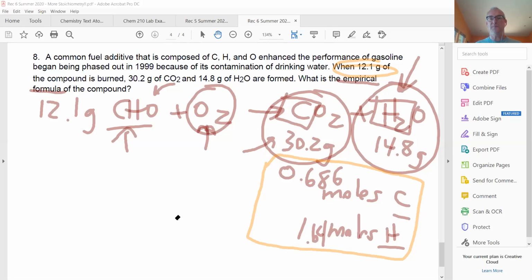Remember, you've got two pieces of information: you've got grams and you've got moles. Right now, I need some gram information. I need some mass information, but all I've got is mole information. So what am I going to do with my mole information to get me to gram information?